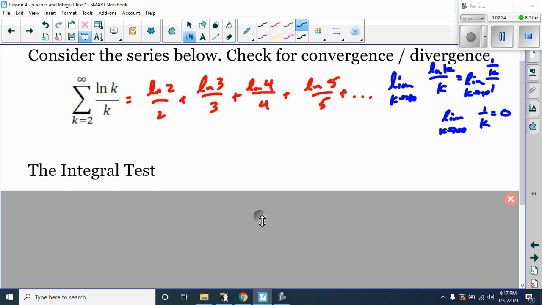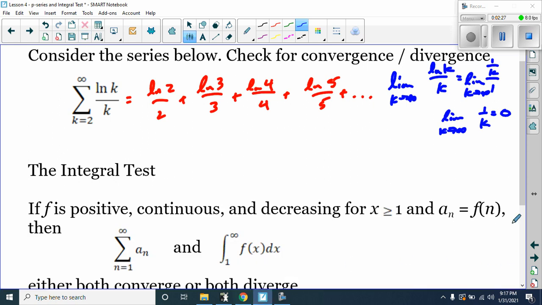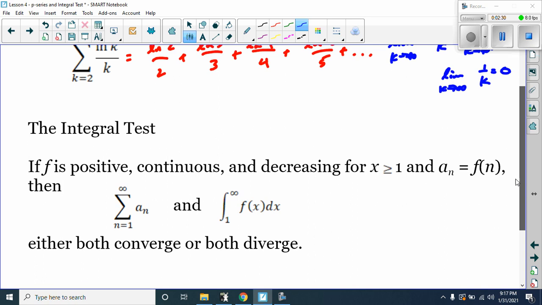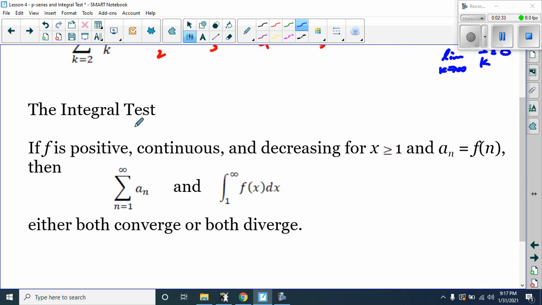The integral test says that if the function f is positive, continuous, and decreasing for all values greater than or equal to 1, and the sequence is equal to the function, basically, this right here and this right here are the same thing. The sum as n goes from 1 to infinity of a sub n, and the integral from 1 to infinity of f of x dx either both converge or they both diverge. One of those two things needs to happen.